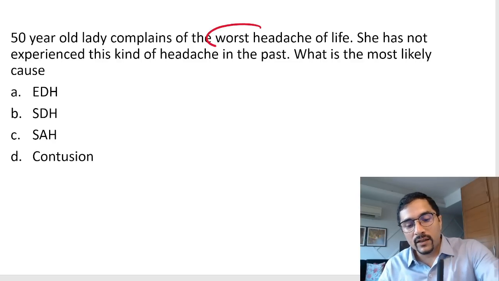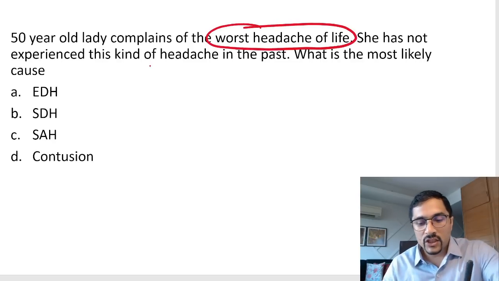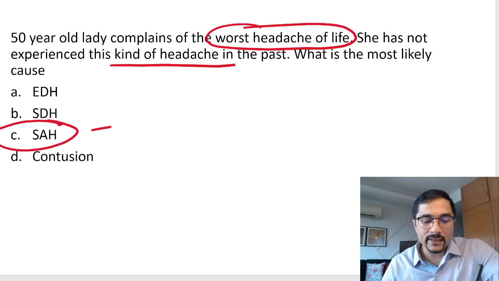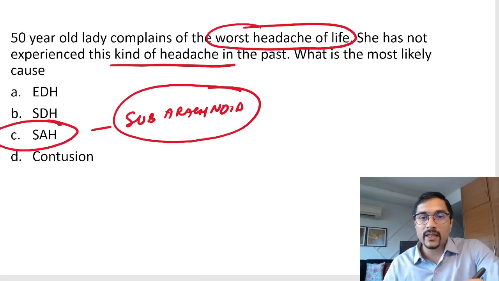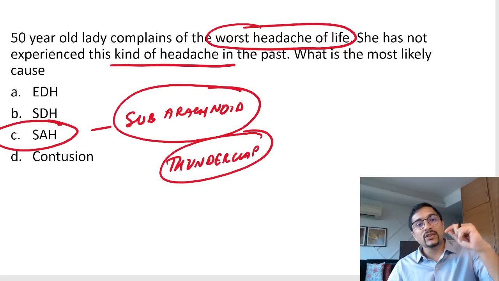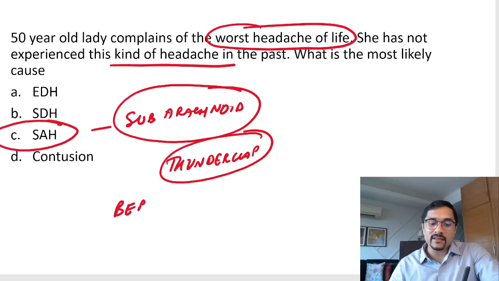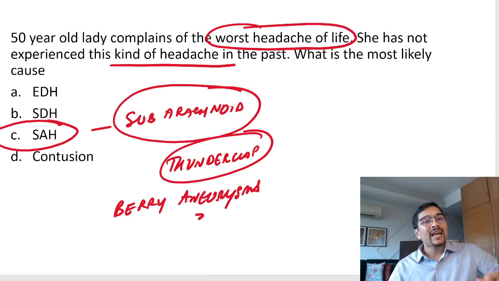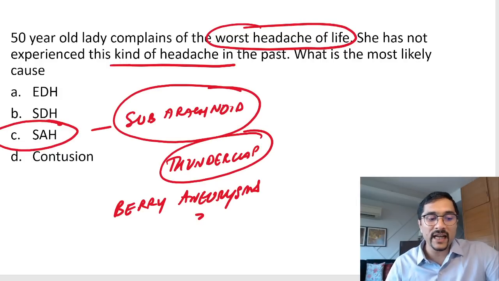A 50-year-old lady complains of worst headache of life. She has not experienced this headache in the past. So this worst headache of life is subarachnoid hemorrhage. This is worst headache of life, or thunderclap headache. And this is usually due to berry aneurysms in the circle of Willis. Berry aneurysms in the circle of Willis is the cause for this subarachnoid hemorrhage. And if a patient is diagnosed with subarachnoid hemorrhage, we need to do clipping or coiling in that patient.